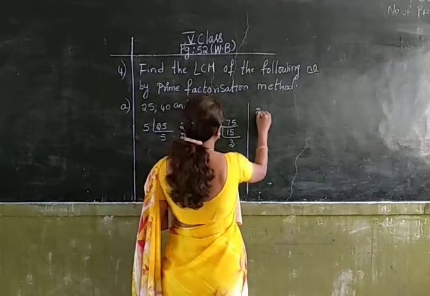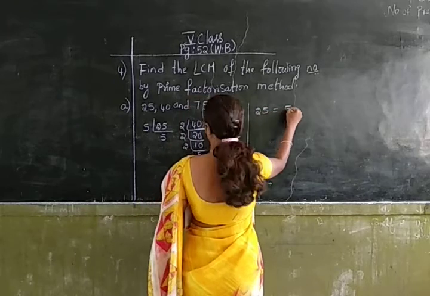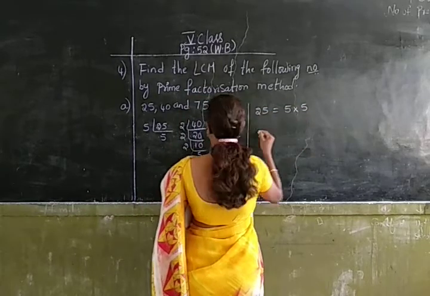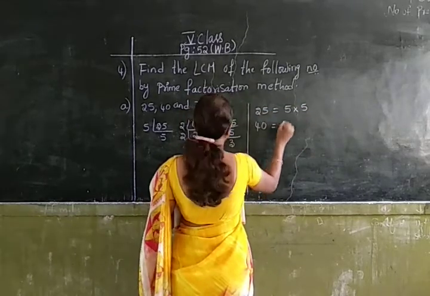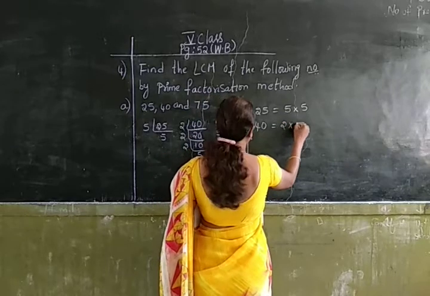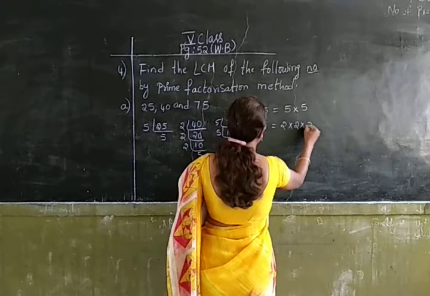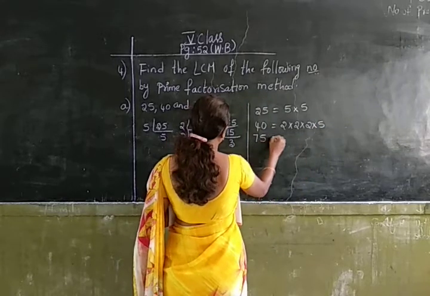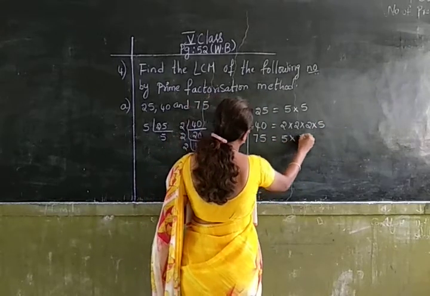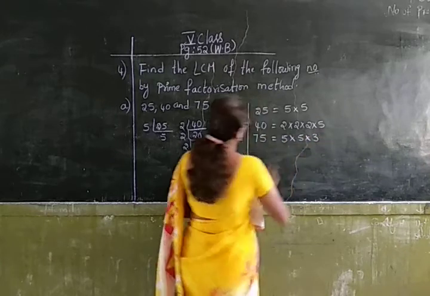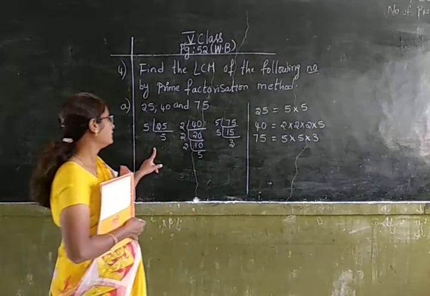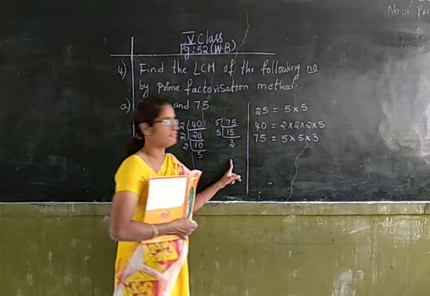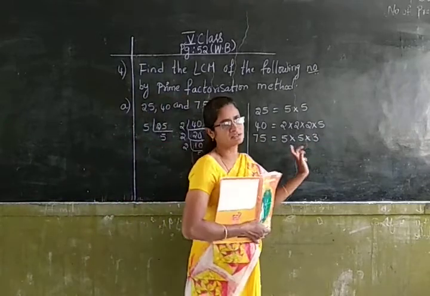So 25 is equal to 5 into 5. 40 is equal to 2 into 2 into 2 into 5. 75 is equal to 5 into 5 into 3. We have factorized 25, 40 and 75 and have written the prime factors of these numbers.